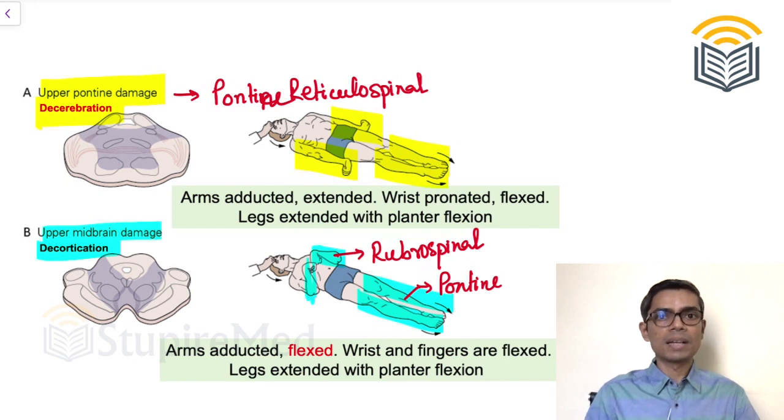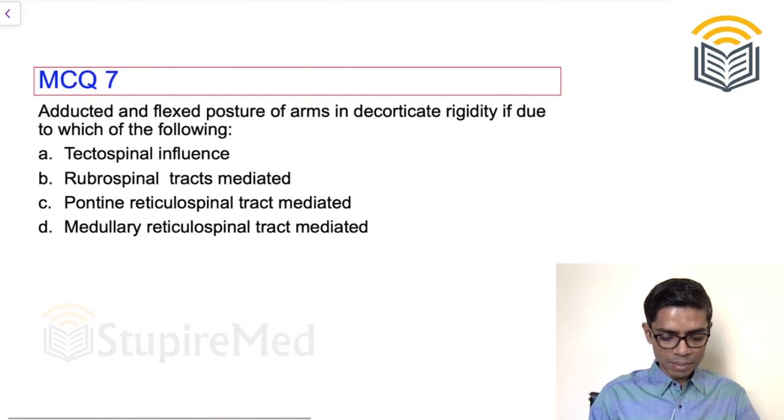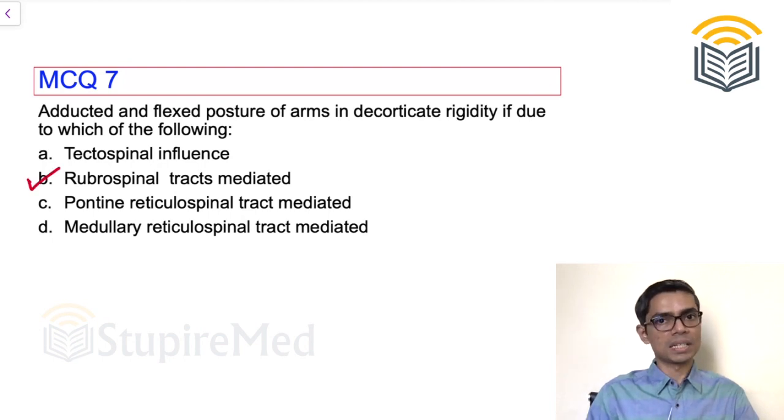So why only the upper limb flexion? Because the rubrospinal tract supplies only up to the level of the cervical region of the spinal cord. That's why it only causes flexion of the upper limb. But the pontine reticulospinal tract causes extension of the lower limb in decortication. So the answer of this MCQ is nothing but rubrospinal tract mediated, right?